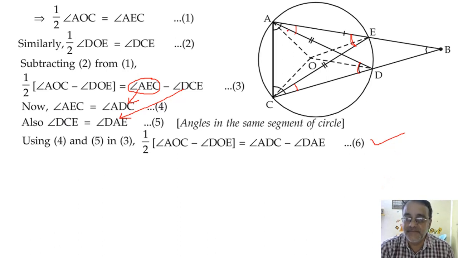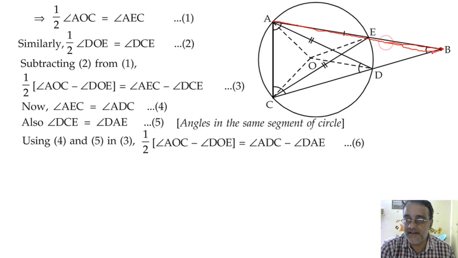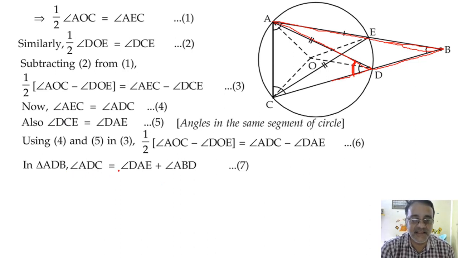Okay. Now see, if you take this triangle, look carefully, triangle ABD. What about this angle? This is an exterior angle. So this angle equals the sum of the two interior opposite angles. Which two interior opposite angles? Angle DAE and angle ABD, or angle DAB. You can write DAE also, no problem. So angle ADC is equal to angle DAE plus angle ABD.